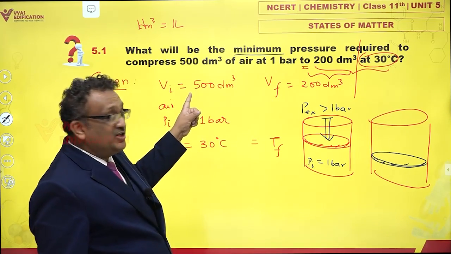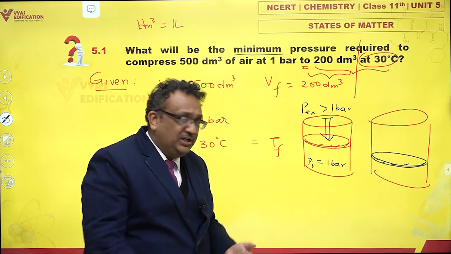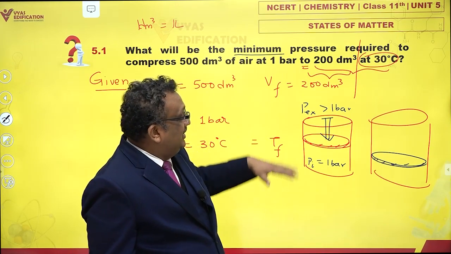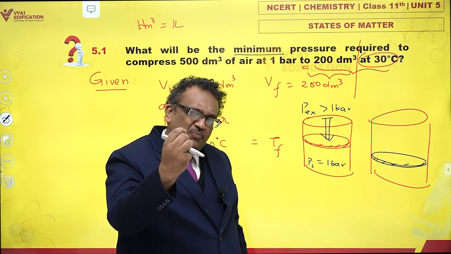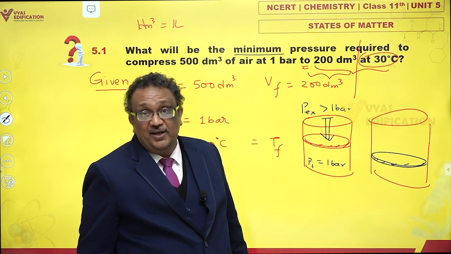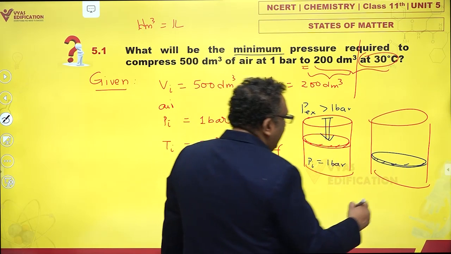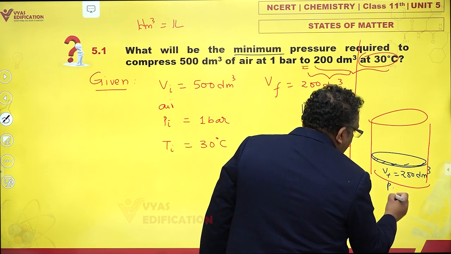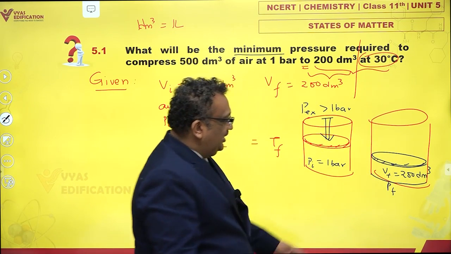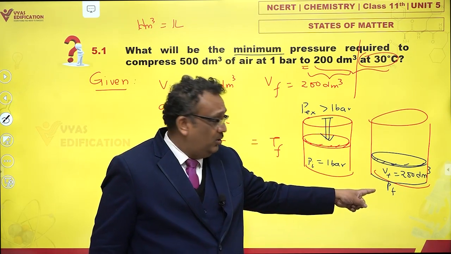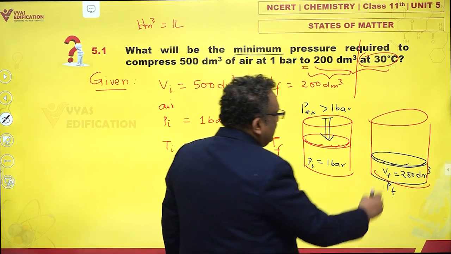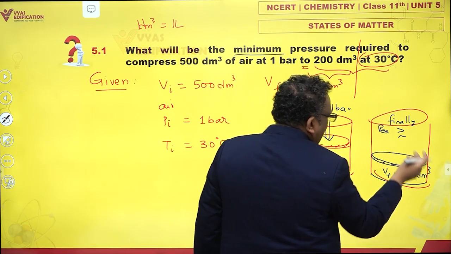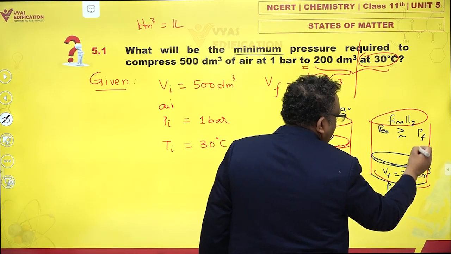Because half of 500 is 250 and I'm supposed to still compress it till it comes to 200 decimeter cube, right? So do you see that the pressure outside, if it is just more than 1 bar, that is not sufficient. It has to be at least so large that finally, till final volume of 200 decimeter cube, there is some final pressure, right? And you should be able to compress it till that final pressure. Agree? That means P external finally should be at least a little more than P final inside.